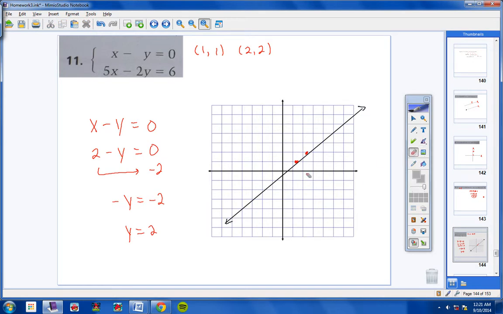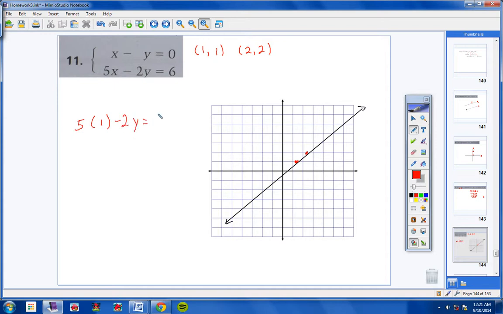Alright, let's go ahead and graph the second equation. I'm going to put a 1 in for x, so 5 times 1 minus 2y equals 6. 5 times 1 is 5. Bring the 5 over and make it a negative 5, so we're left with negative 2y equals 1. And then divide both sides by negative 2, and 1 divided by negative 2 is negative 1/2. So when I put in a 1, I got out a negative 1/2.